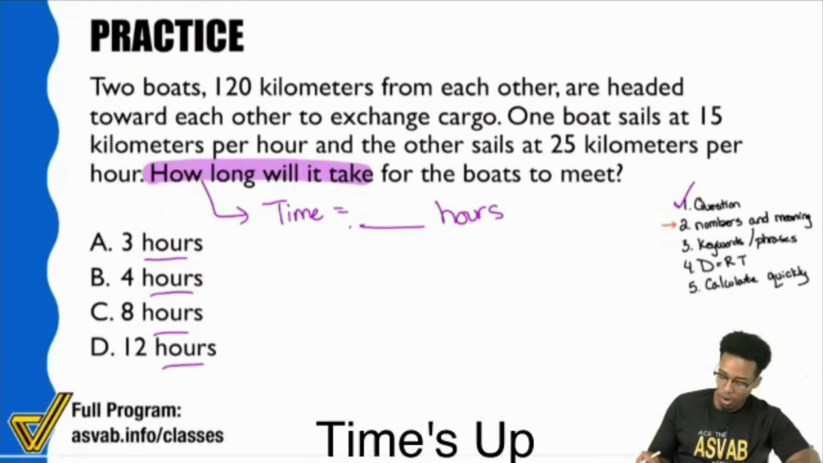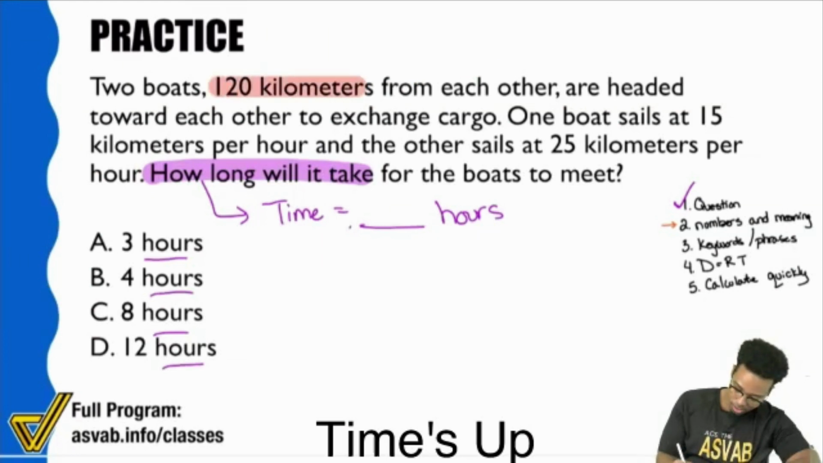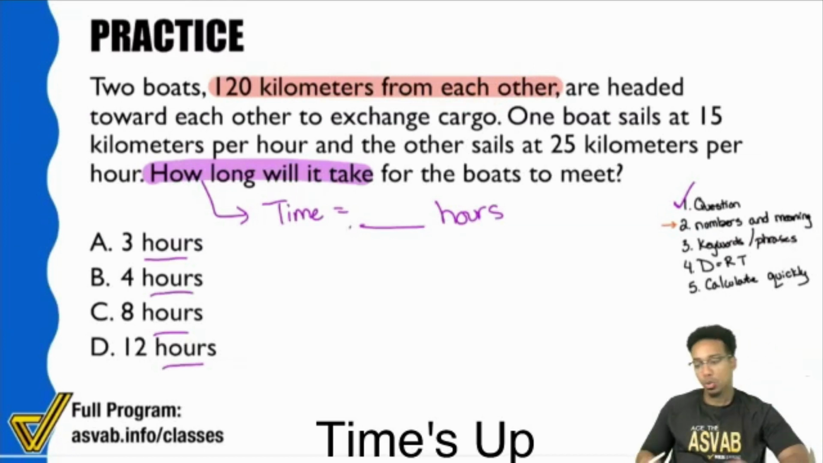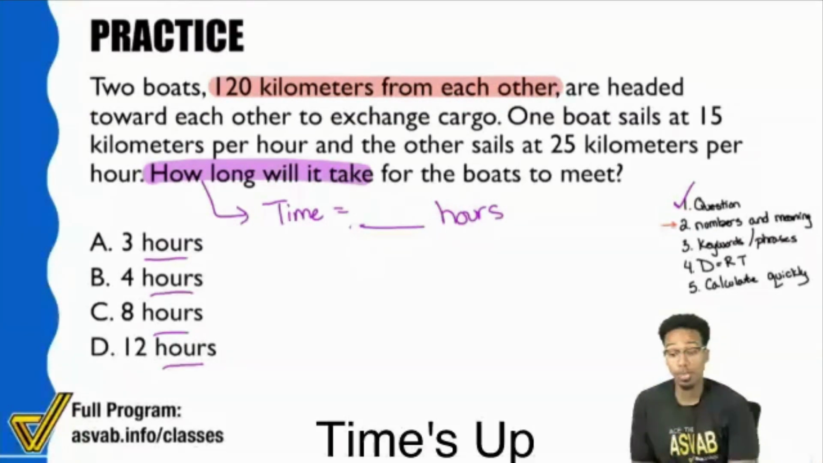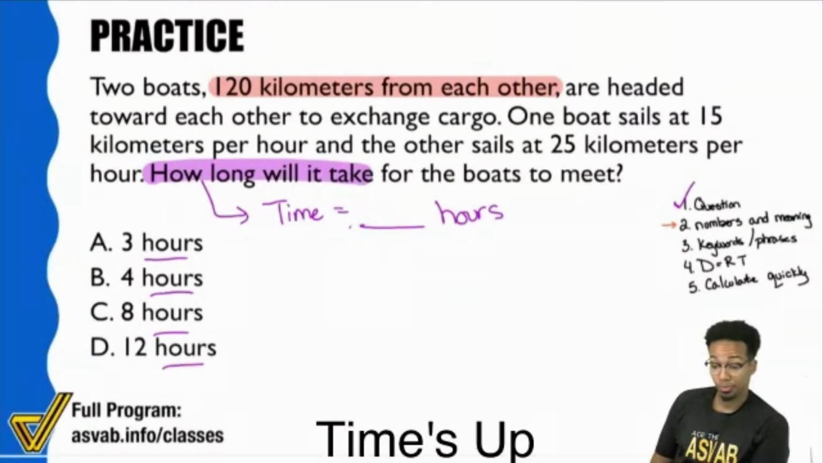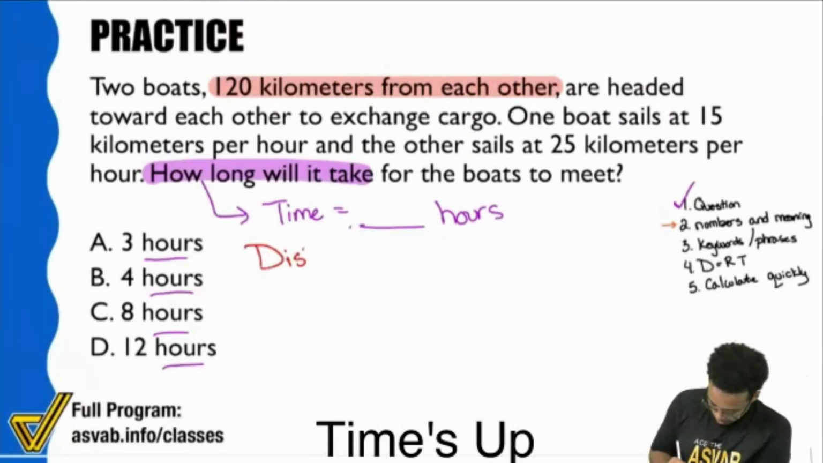But here we are, the numbers and the meaning. So we have two boats 120 kilometers from each other. So we grab that right there. So everybody, 120 kilometers from each other. What does that represent? That represents a distance. And so we'll write that down. Distance equals 120 kilometers.